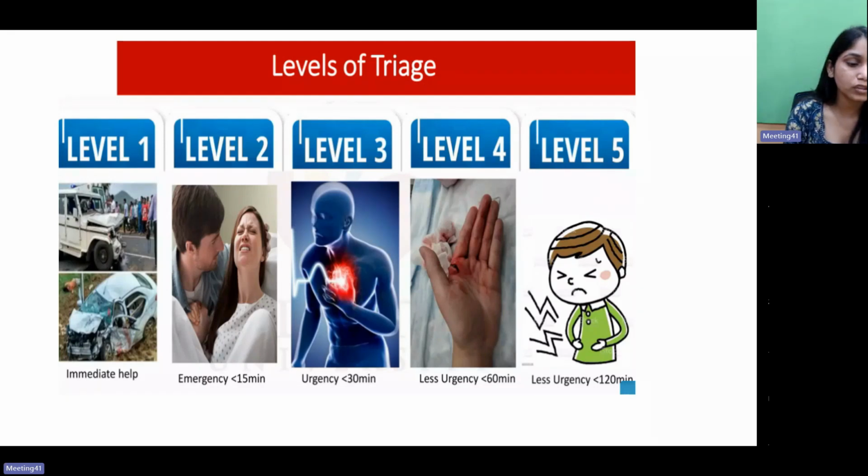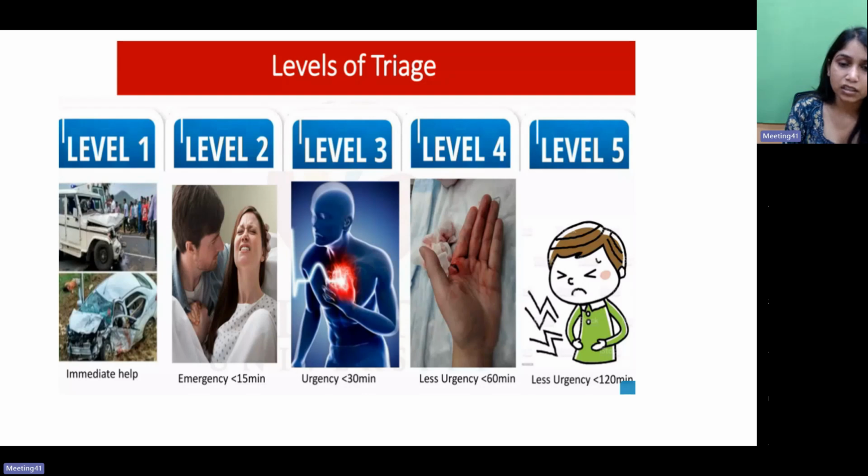And in level 2, this is the 15 minute emergency, like here they are delivering a baby. So within 15 minutes, within 30 minutes they should be in the hospital, right? And this is level 3, with 30 minutes. So we should do this in less than 30 minutes, if someone is having heart pain, a heart attack.